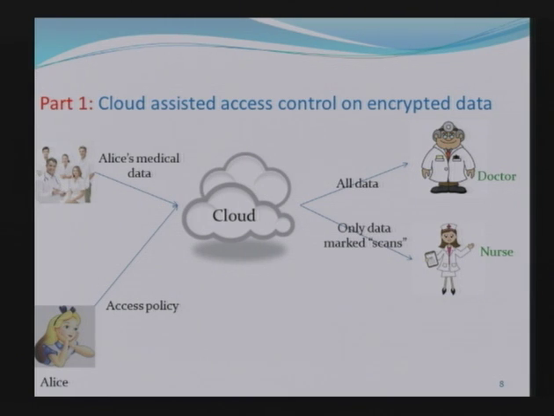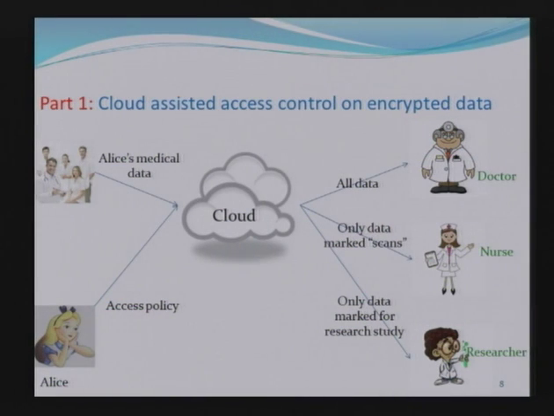So all these data are tagged in some way with specific keywords, and now she wants the nurse to be able to read only data that's marked scans. Okay. And thirdly, maybe Alice is taking part in some research study, and so she wants data that's explicitly marked for this research study to be available to the researcher, but the researcher should not get any other information. Okay. So this governs some access policy that Alice might have. And this access policy is given to the cloud by Alice.